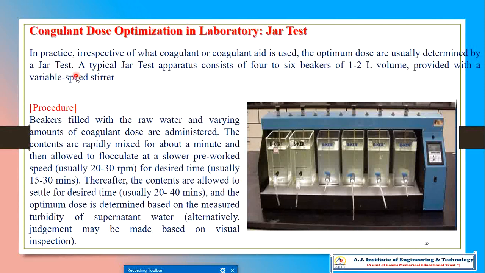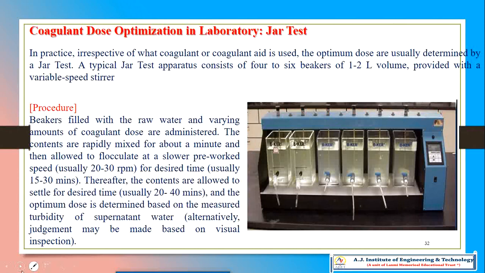Now, in practice, irrespective of what coagulant or coagulant aid is used, the optimum dose is usually determined by the jar test. A typical jar test apparatus consists of 4 to 6 beakers, 1 to 2 liter volume, provided with a variable speed stirrer. See here how the dosage is discussed, how much dosage we have to give. For that, I will give a very good example. You can see the figure here, this clear figure.